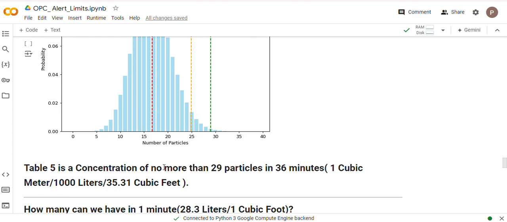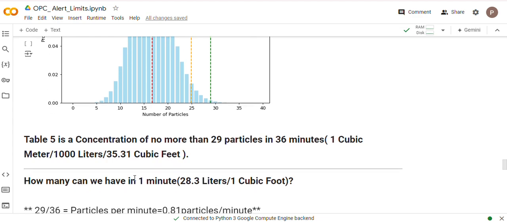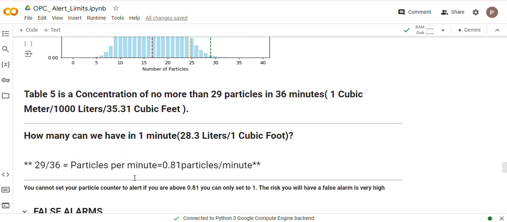Well, if there is a concentration, that means that in 1 minute, or in 1 cubic foot, or in 28.3 liters, however you want to look at it, there's a concentration of particles that's allowable. Okay. And then you're going to be in an alarm. So how would you look at that?